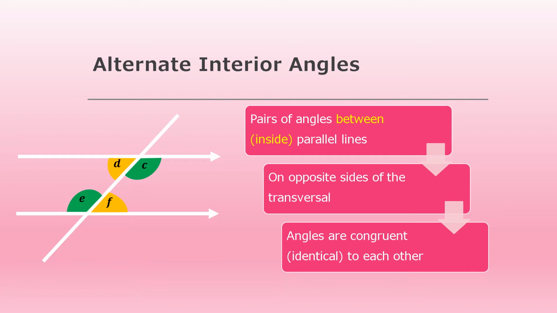We can recognize these angles by looking for a Z between the parallel lines. Therefore, angles D and F will be considered alternate angles. We can also form a backward Z between these parallel lines. So it means angles C and E are also alternate angles.